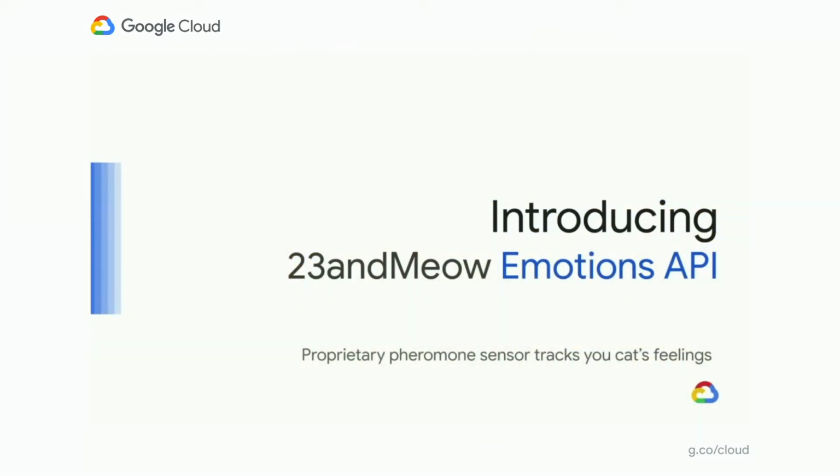Beautiful. So now we've thought about how do we expand our offering to make things more interesting. So we introduced an additional sensor to our cat collars that actually measures cat pheromones. It actually smells what the cat smells like. And it tracks the cat pheromone excretions and then runs machine learning models to understand what your cat is feeling at that particular moment. So this is called the Emotions API, and it's available to all of our 23 and Meow customers today.